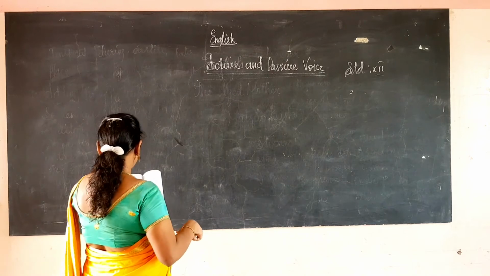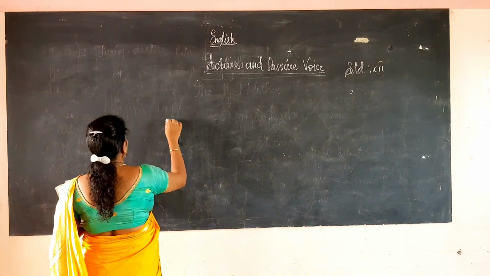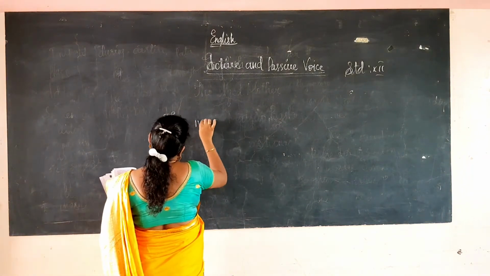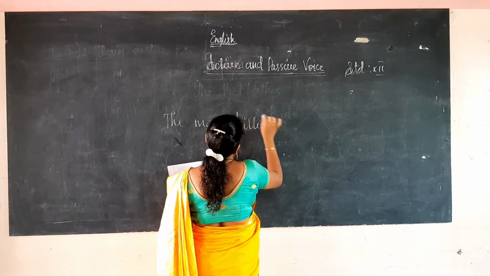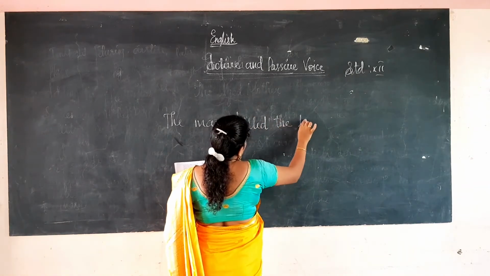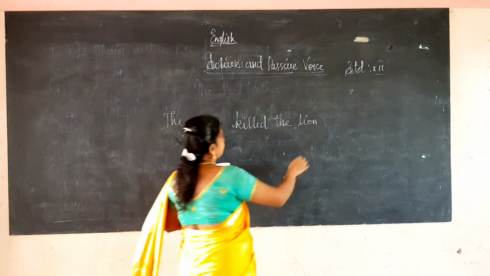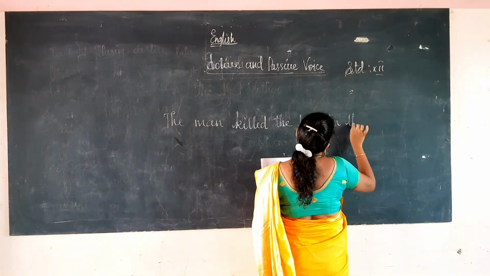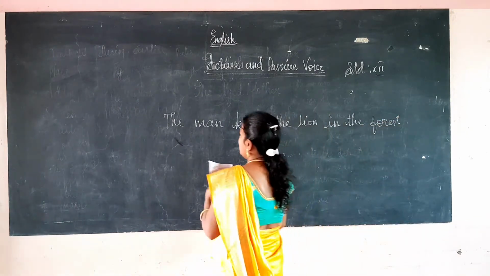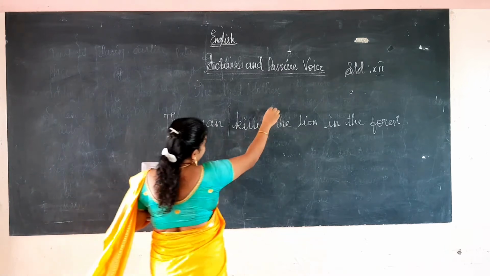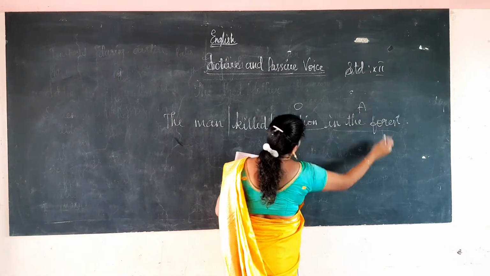The first and foremost thing, for example, I will explain to you. See, the man killed the lion in the forest. This is just an example. I hope you know the man is the subject, killed is a verb and the lion is the object here. In the forest is an adjunct of place.